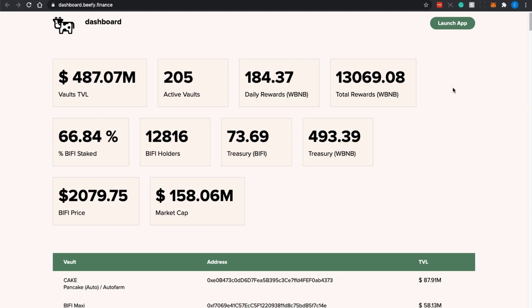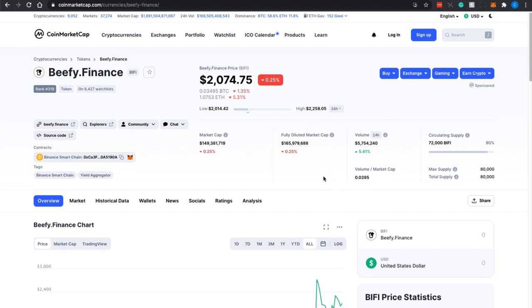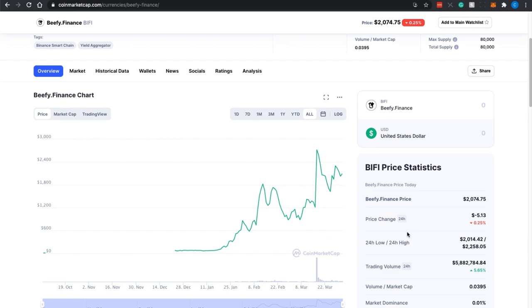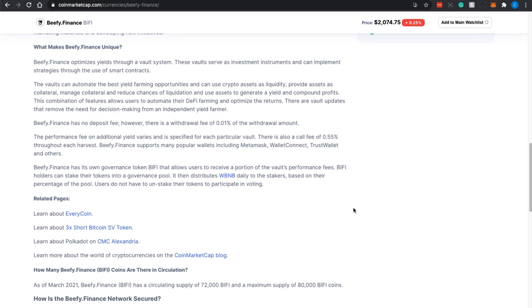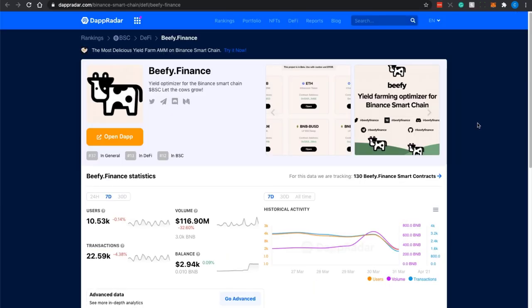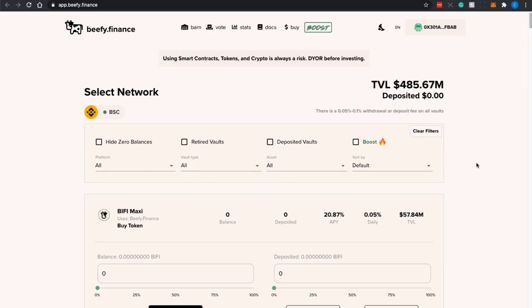Other than the documentation and application, I will always like to go to CoinMarketCap, just look through Beefy Finance stats as well, just to tally and get a feel of what Beefy Finance is all about. They have more information here, or a short write-up. And last but not least is DebtRadar. DebtRadar is also another place where I will go into to look at some of the stats here to get a feel of what Beefy Finance is and how they compare to other yield farming options on the Binance Smart Chain out there. I hope that my information has shed some light on Beefy Finance and introduce you another option of a yield farming platform on the Binance Smart Chain.